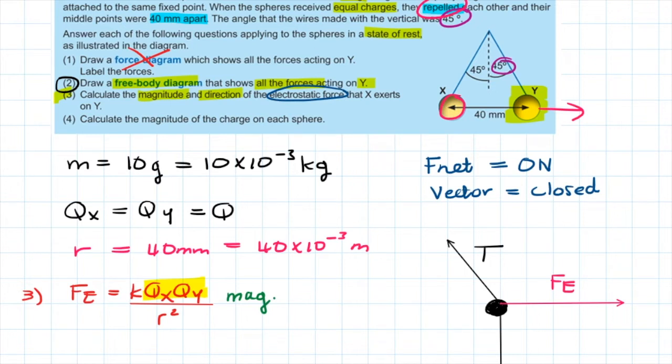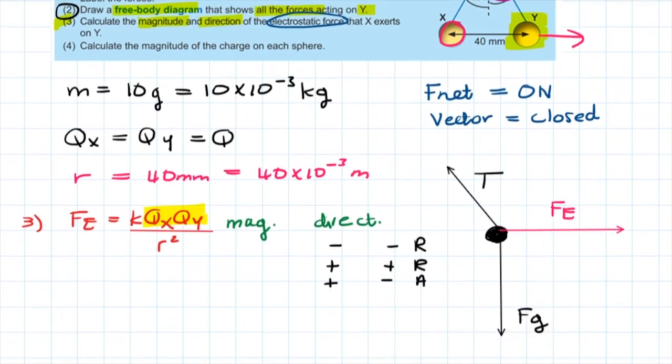If you are interested in direction, then you are going to look at what type of charges you're dealing with. If we have negative and negative, they're going to repel. Positive and positive, they're going to repel. And positive and negative is going to attract. That is how you're going to determine the direction. So let's start off by finding out the magnitude.